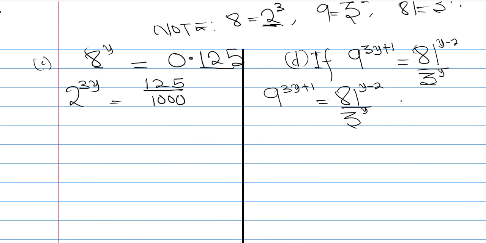Now let me cancel this one. How many 25s can we see in 125? We are going to see 5. Okay, 5 times 25 is 125. Right? Now how many 25s can we see in 1000? We are going to see 40. It means we have 5 over 40. Right? How many 5s can we see in 40? It is 8. Right? I can say 2 raised power 3y equal to 1 over 8.